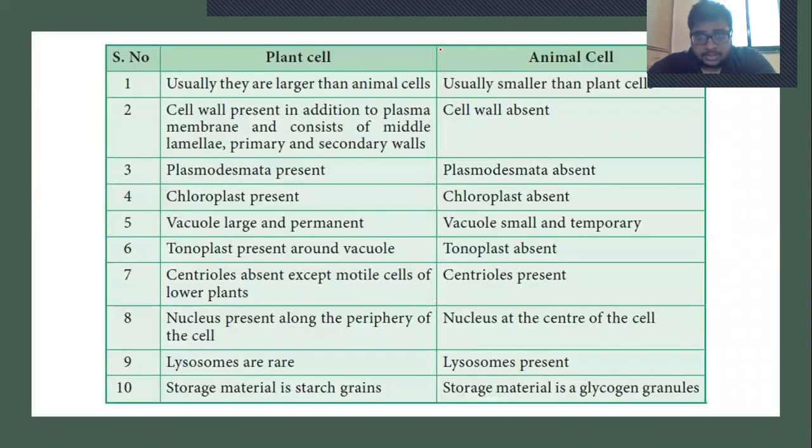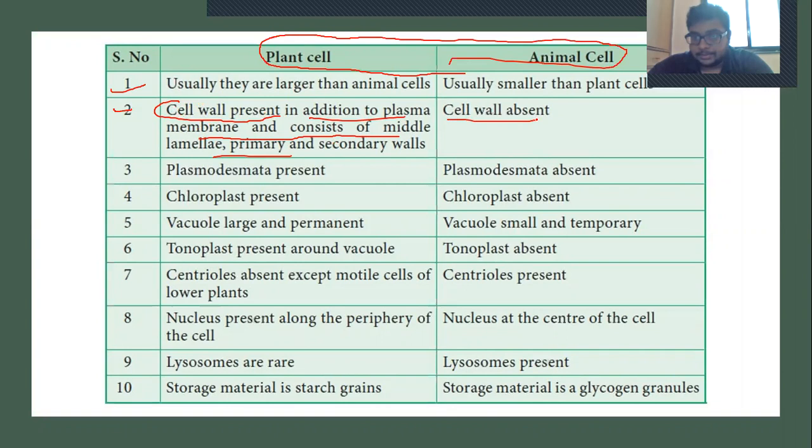Yeah, this difference is actually very important because most probably this is the main thing inside this topic. Okay, the difference between plant and animal cells. First, usually they're longer than animal cells. Yes, we just proved it. Second, cell wall is present. Okay, in plant cells, cell wall is present in addition to the plasma membrane and consists of middle lamellae and other stuff. But the main important thing is cell wall is present, and here cell wall is absent.